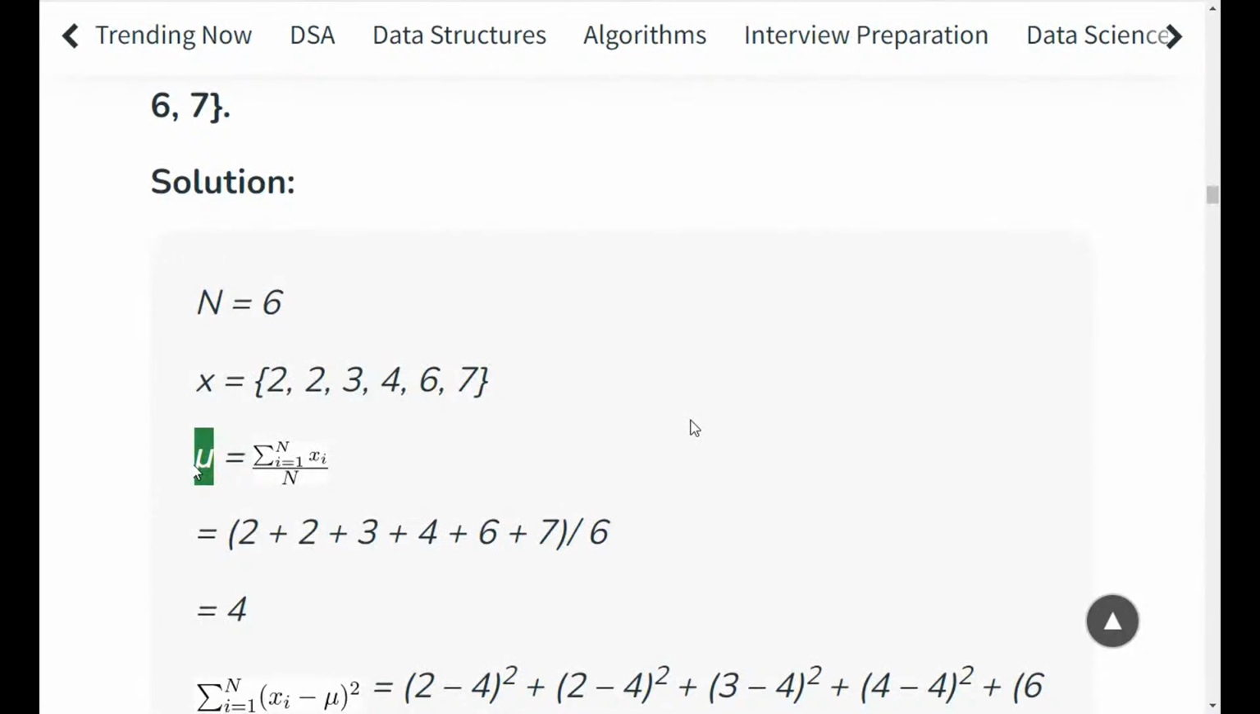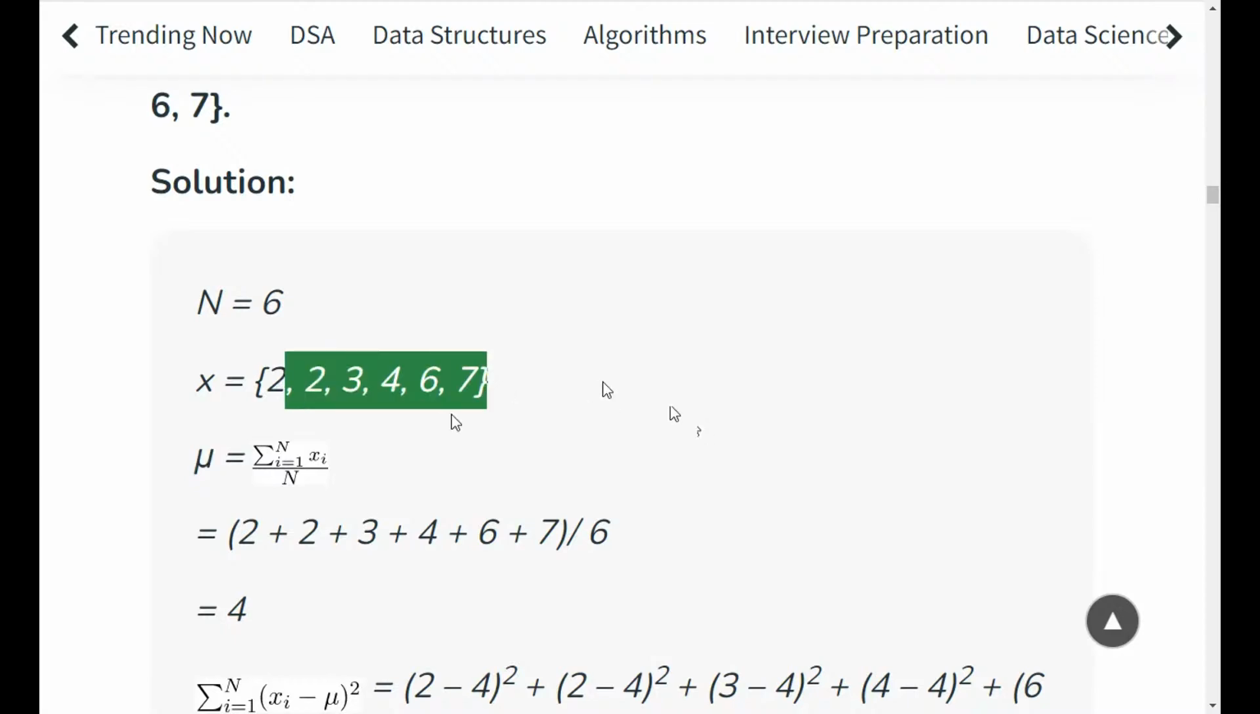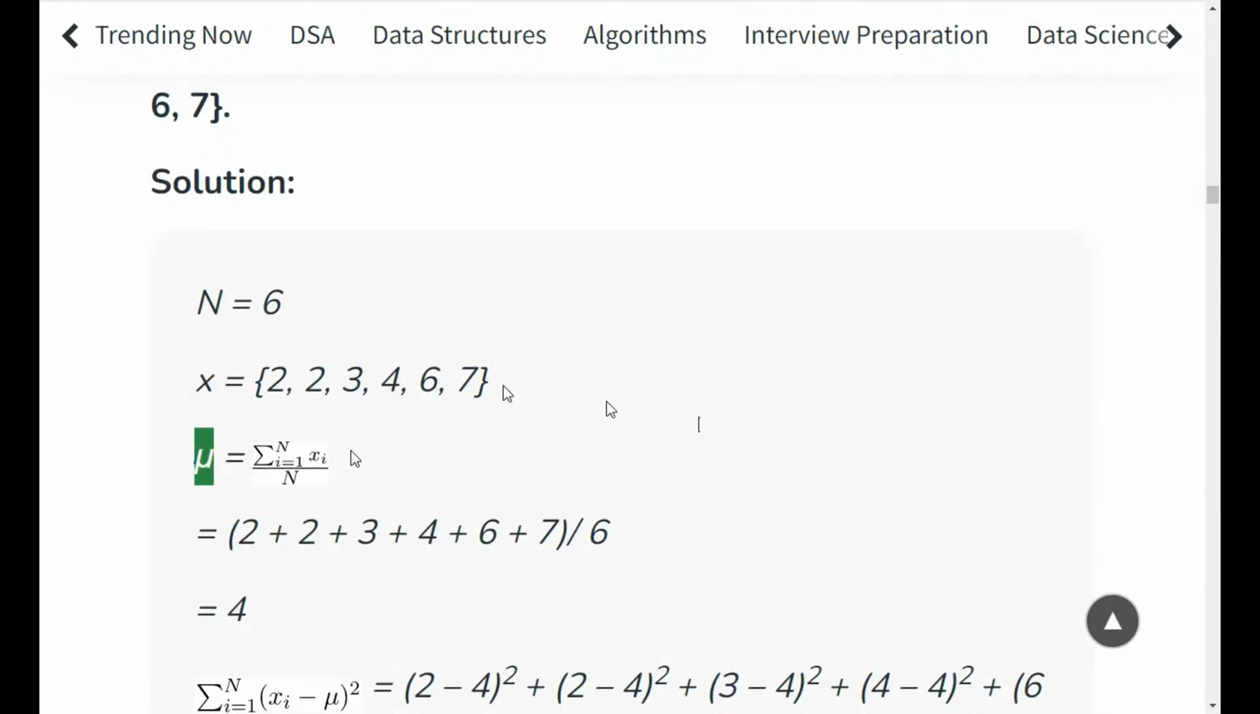Mu that you are calculating. So, what is your mu? Where do you find the mu? Adding the total. All the numbers you need to add. 2 plus 2, 4 plus 3, 7 plus 4, 11 plus 6, 17, 17 plus 7, 24, divided by 6. 24 divided by 6 is 4. So 4 will be my mu here.